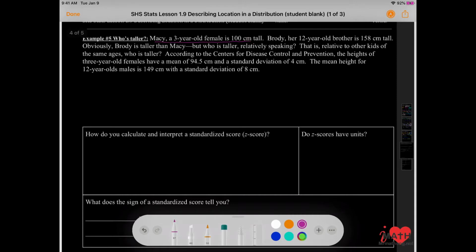Here is Macy, and she is 100 centimeters. And Brody is 158. So here's Brody. Obviously taller at 158 centimeters. But who's taller, relatively speaking? That is, relative to other kids of the same ages, who is taller, right?